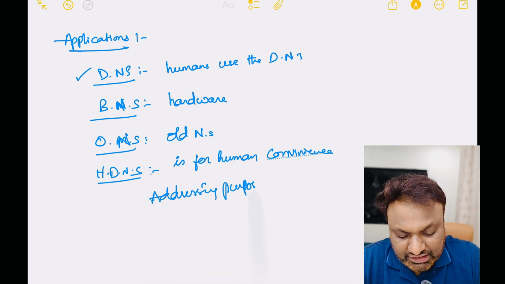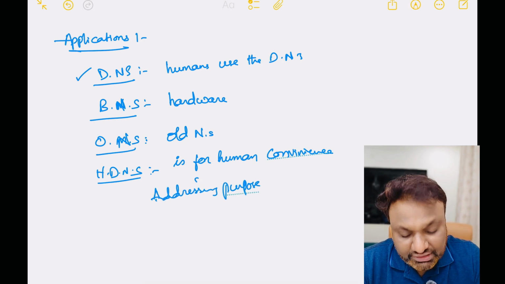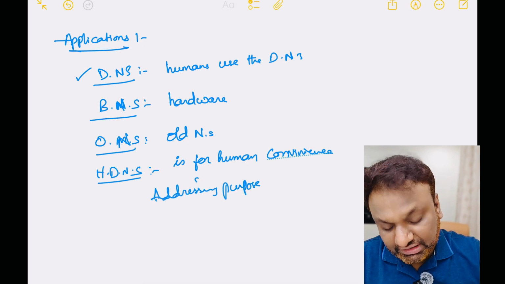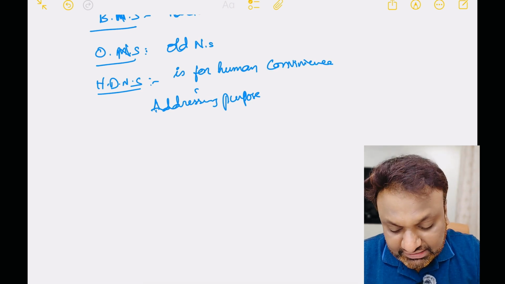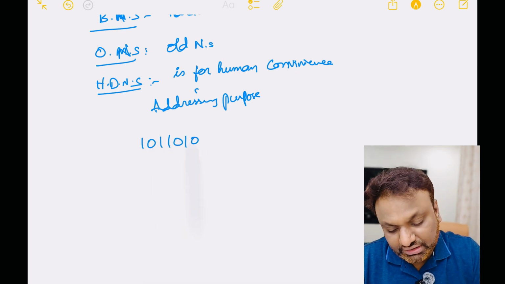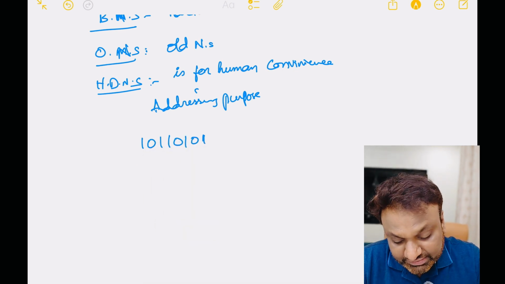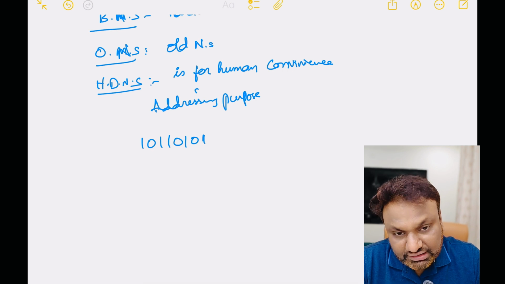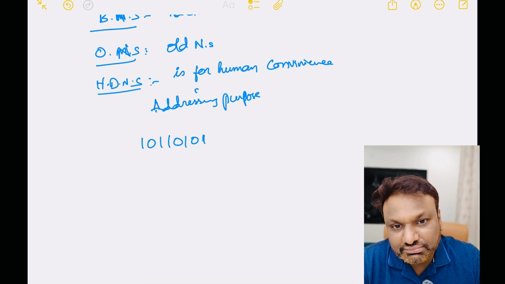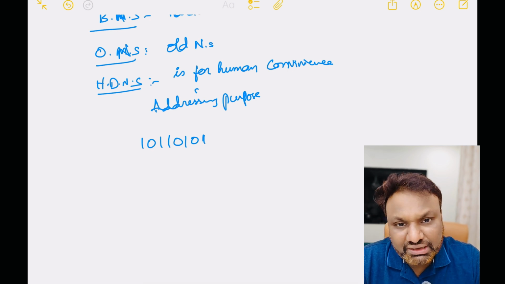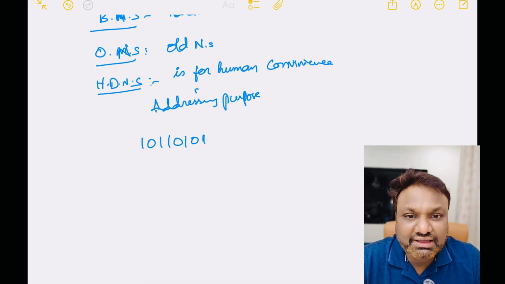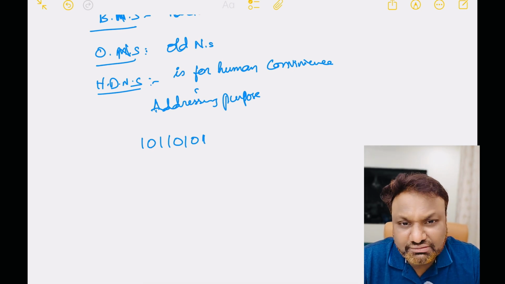Okay, see here, addressing purpose. Suppose I have a big number in binary, let us say 1010101, and to this address I need to send the data. Memory is nothing but a group of registers, and a register is nothing but a group of flip-flops. A flip-flop is a 1-bit storage device.